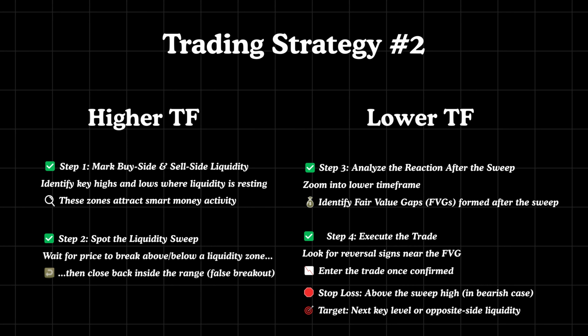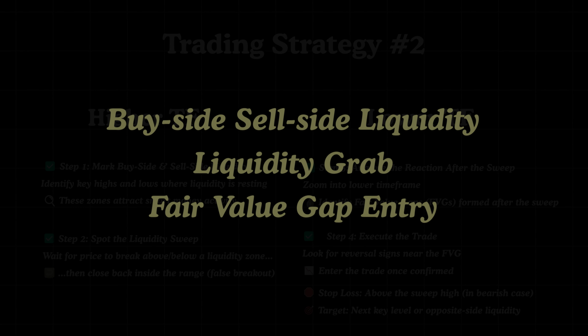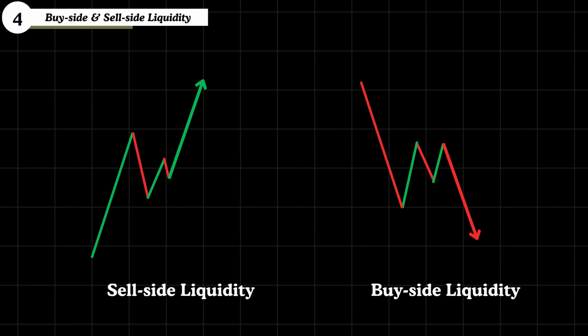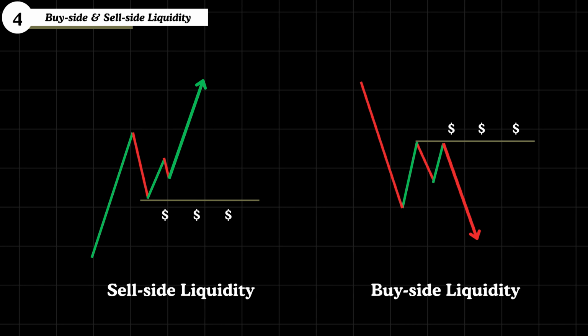The second trading method also utilizes two different time frames and integrates the principles of buy-side and sell-side liquidity, liquidity sweeps, and fair value gaps as entry triggers. So, what do we mean by buy-side and sell-side liquidity? Liquidity that lies above a high or a group of highs is referred to as buy-side liquidity, while liquidity found below a low or series of lows is known as sell-side liquidity.